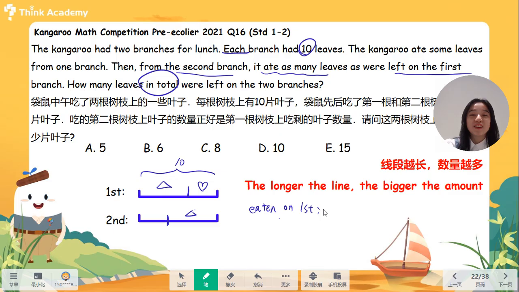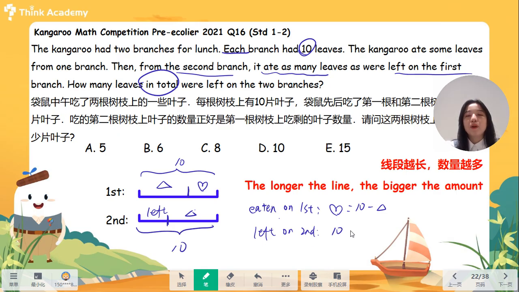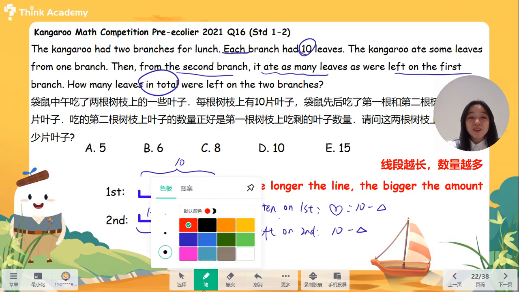Maybe we can use a heart. So here we can see actually the heart is what is left, what has not been eaten. We just need to take away this triangle from the total amount, which is 10, to get the heart. So the same, to find the amount left on the second branch, we also need to take away the amount which has been eaten from the total, which is 10. See? Very interesting, right? They are the same.